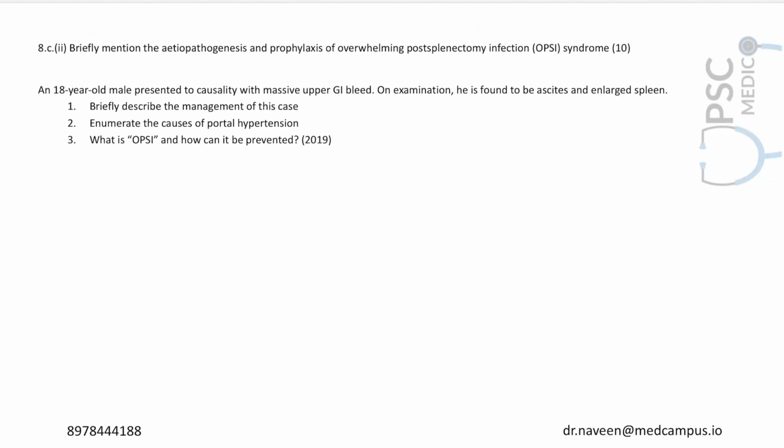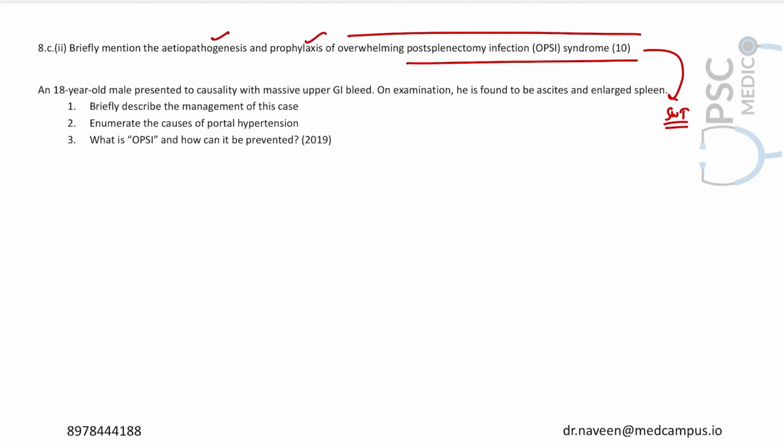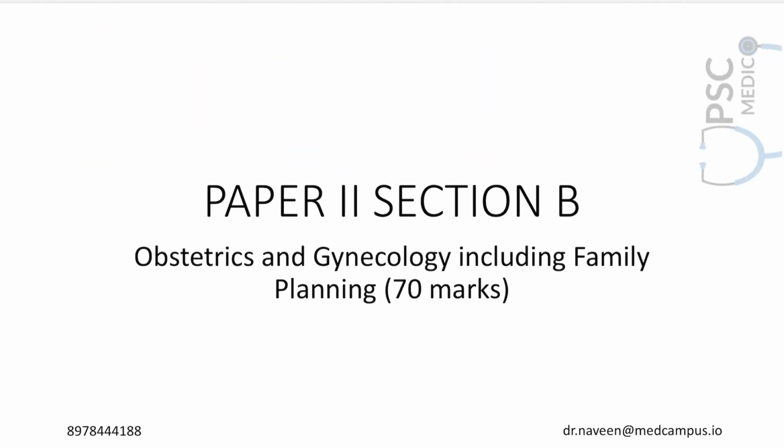In 2015, there was a question on massive splenomegaly and how will you manage, and also after splenectomy, the chances of OPSI or post-splenectomy infection. This question is again a part of the subject-wise test series. What is the etiopathogenesis and prophylaxis of OPSI? Okay, it's again a question repeated from 2009. So splenomegaly, splenectomy, OPSI, maybe Felty's syndrome next time, or hypersplenism, they might ask as a predictable question.